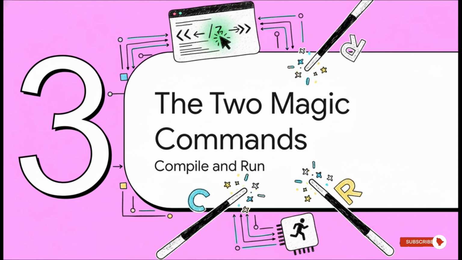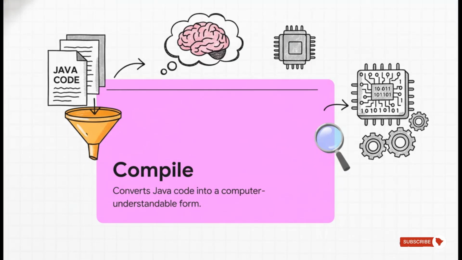We're going to switch over to that other tool, the command prompt, and use two, let's call them magic commands, that'll make our code actually do something. So what's this first magic command? It's for something called compiling. And what in the world is compiling? Well, think of it this way.